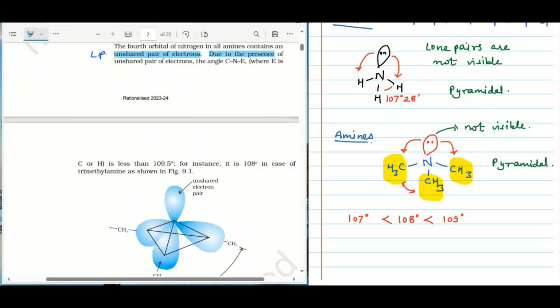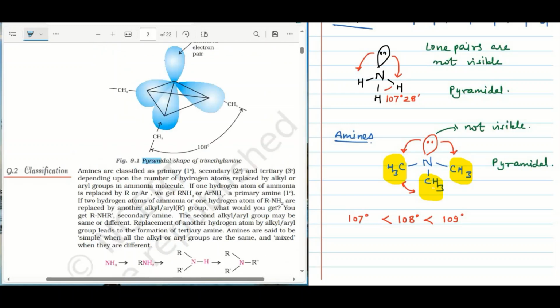Due to the presence of the unshared pair of electrons, the angle CNE, where E can be carbon or hydrogen, is less than 109.5 degrees. For instance, it is 108 in the case of trimethylamine, as shown in this diagram. So here the pyramidal shape of trimethylamine is shown in this diagram that we just discussed.